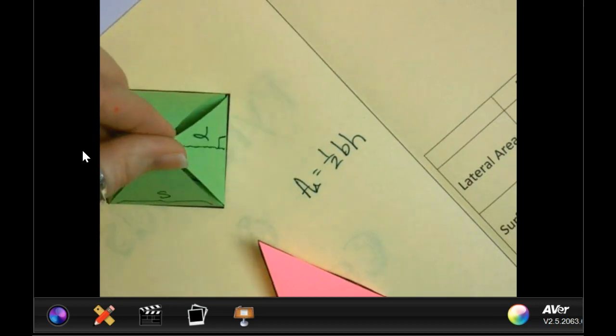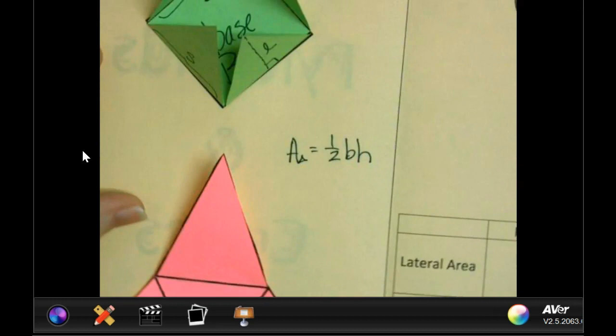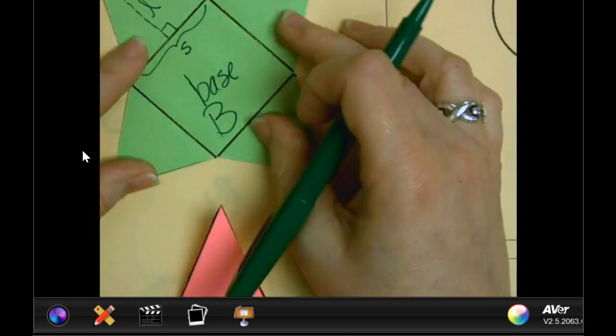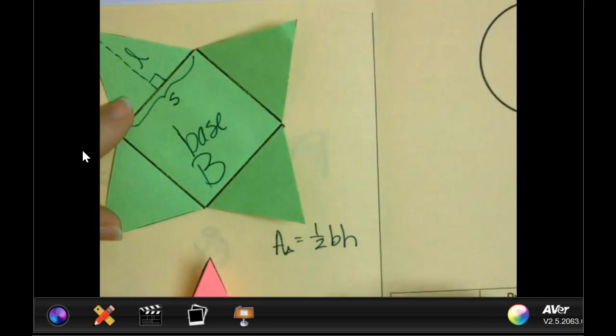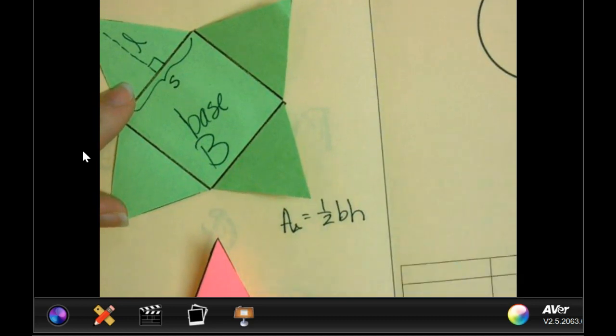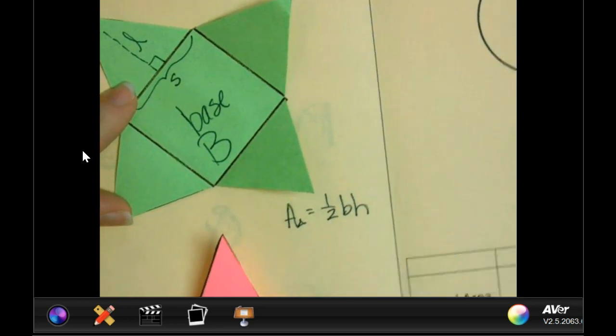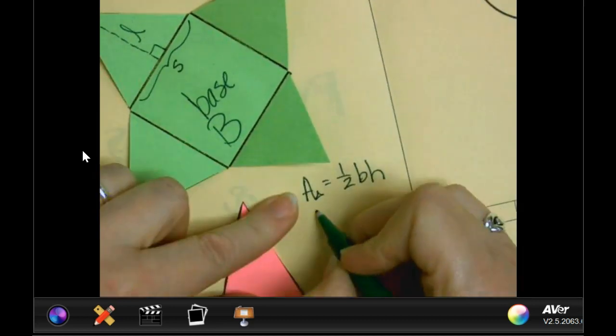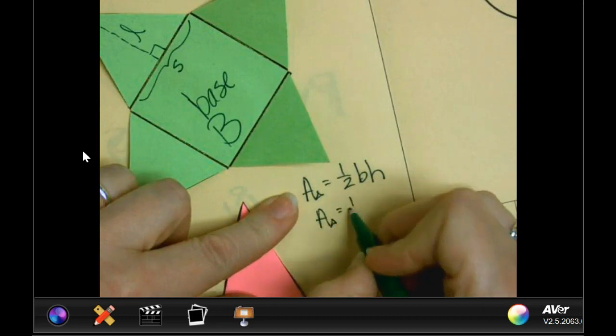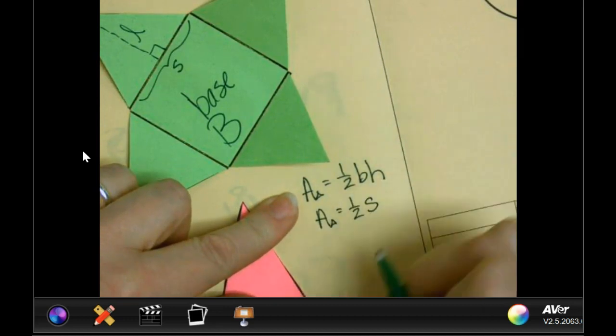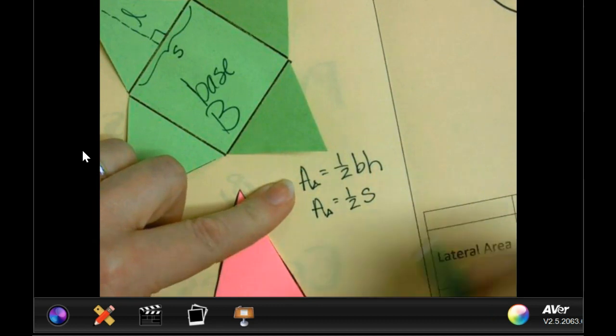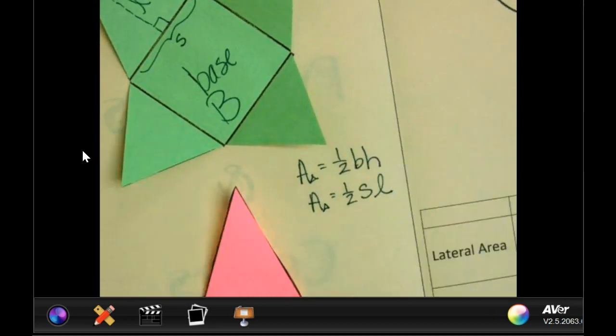Okay. So instead of 1/2 base times height, if I'm going to use variables that apply to my pyramid, what am I going to do? What do I do instead of base? 1/2 S, and then the height of the triangle is what? L. Okay? Everybody with me on that? Now, that's to find the area of one triangle. But I need for the lateral area to have all of the triangles.